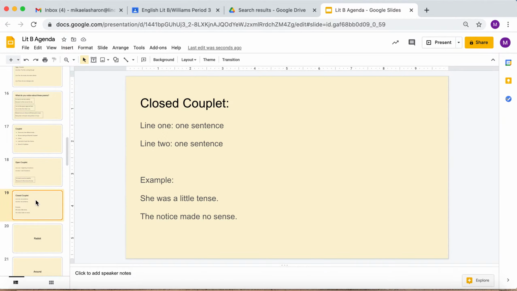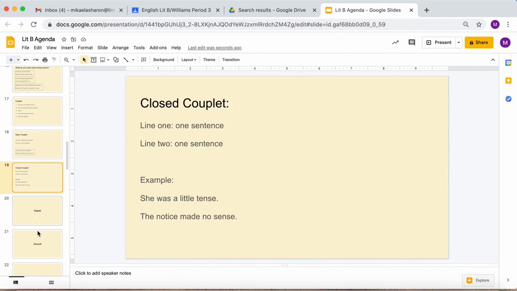The second kind is a closed couplet. So this is when the first line is one sentence and the second line is one sentence. So an example here is she was a little tense, period. The notice made no sense, period. So each one of these is its own sentence, which makes this couplet a closed couplet.